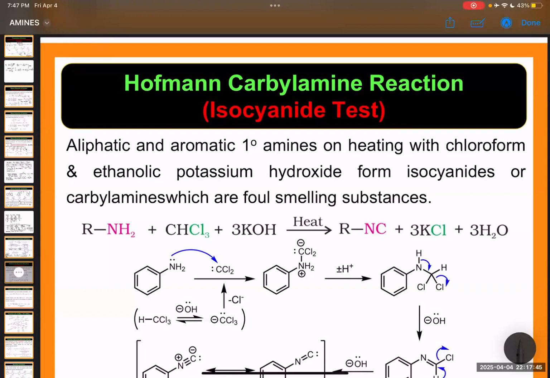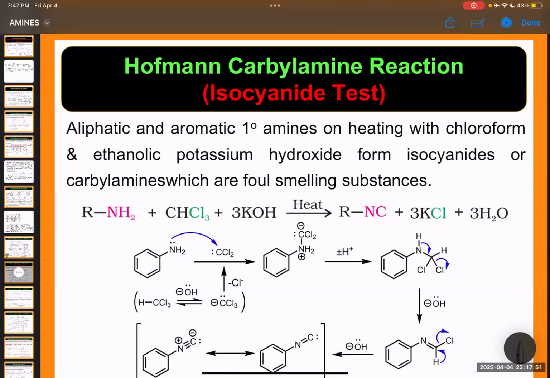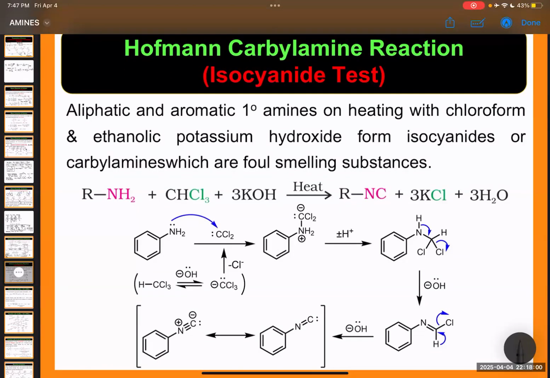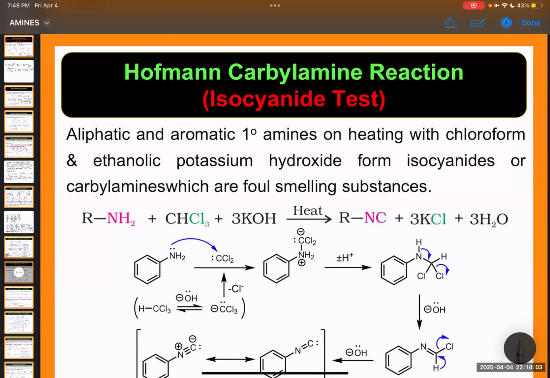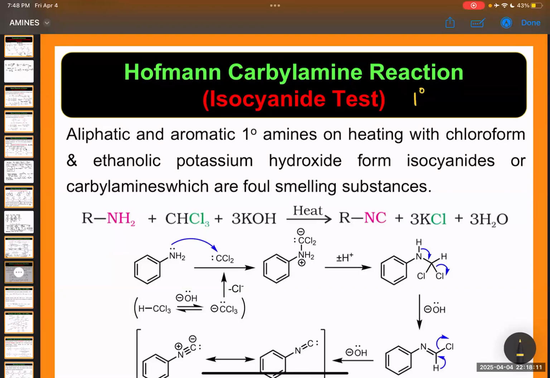The other reaction is actually the test for amines, and this is the isocyanide test or Hoffmann carbylamine test. This is for primary amines or 1 degree amines. So what are the reagents and what is the outcome? Only primary amines give this test.